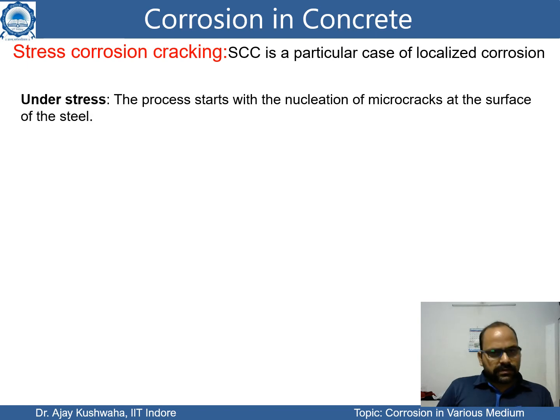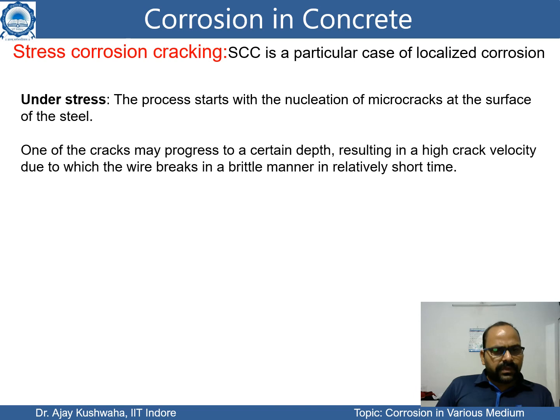Let's understand it further. Under stress, the process starts with nucleation of a micro crack at the surface of the steel. So at the beginning, if stress is there, then generally the surface gets cracks. Then slowly one of the cracks may progress to a certain depth. Initially it was at the surface, then slowly it penetrated inside the depth, resulting in a high crack velocity, due to which the wire or the bar breaks in a brittle manner in a relatively short time.